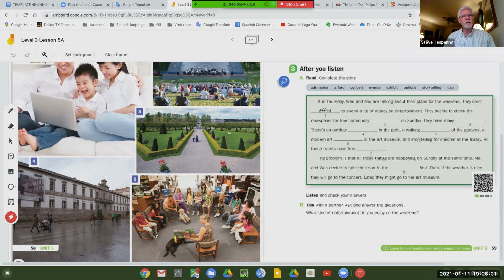I think bushes are arbustos. Mhm. They are very well kept. The grass is very pretty. So places like this, like a park or a garden, very often they are free. Has anyone been to a garden like this in Dallas anywhere?